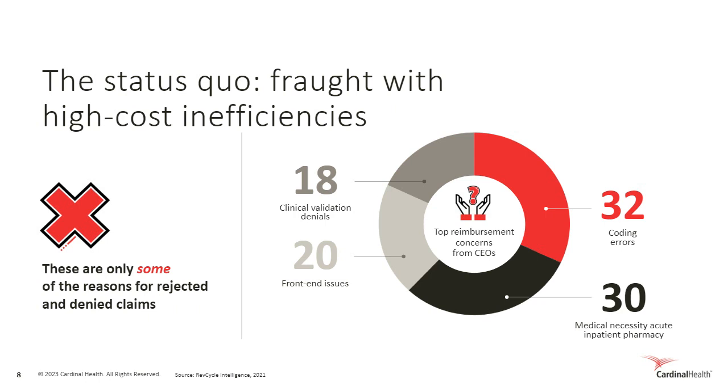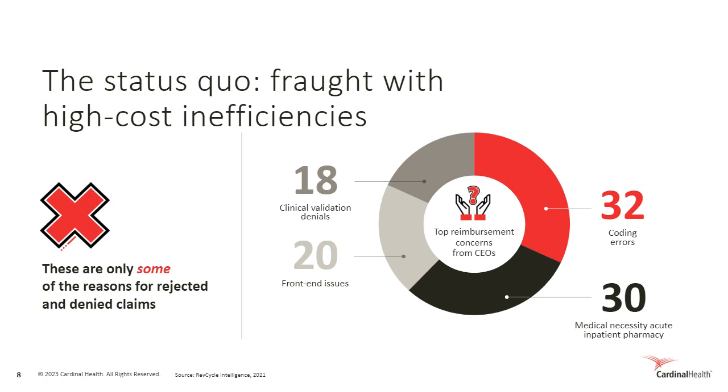I want to take this just a bit further with this industry study. CEOs tend to categorize claim issues into 4 categories. Number 1, coding errors. Number 2, medical necessity issues. And when you think about that, many of the standard front-end practices don't review medical necessity outside of the bounds of prior authorizations, so that leaves the facility at risk.